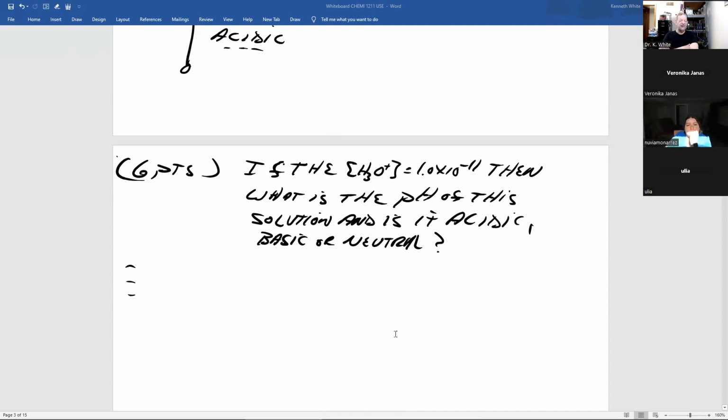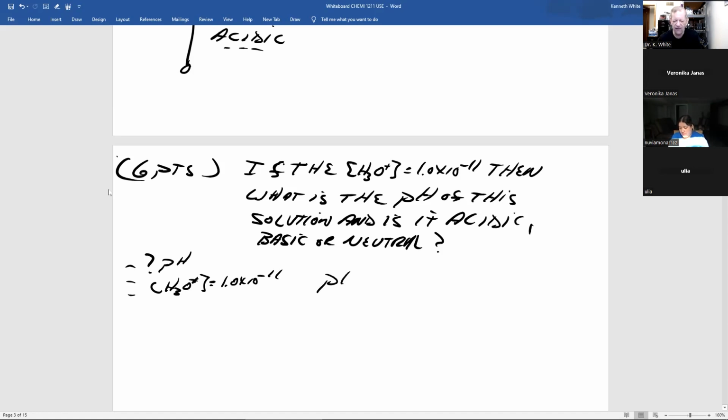And for the rest of your life, whenever you encounter a word problem, the first thing you're going to do is figure out what you are being asked to find and what you are given. That's going to help you. Years ago a Chem 1211 student I was teaching the same thing said, I wish I had you before I had math, because now I could finally do word problems. All right, what are we being asked to find? pH, and also is it acidic, basic, or neutral? What are we given? The hydronium ion concentration equals 1.0 times 10 to the minus 11.